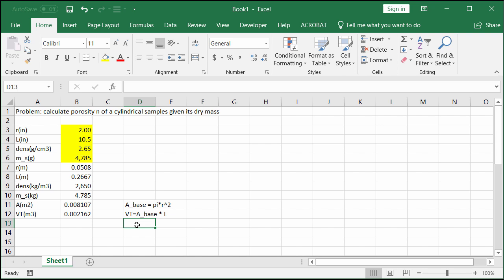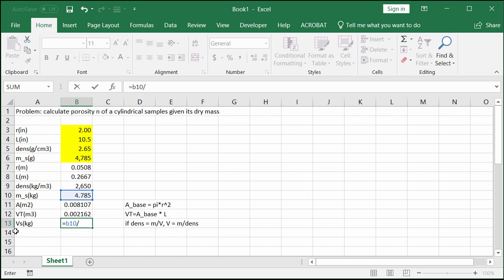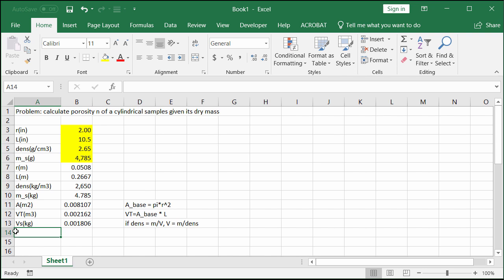So I'm just going to write down my logic here. Well, if density equals mass divided by volume, then volume is going to equal mass divided by density. Right? So in order to calculate the volume of the solids, I need to take the mass of the solids in kilograms, there it is, B10, and divide by the density in MKS, there it is in B9. Okay, so that now is the volume of the solids.